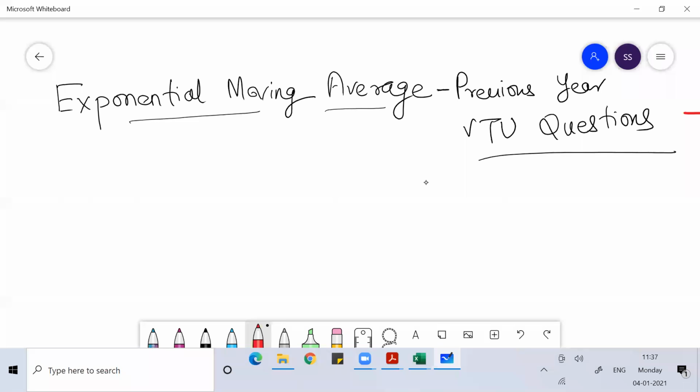Good morning, everyone. Welcome to the class where we are discussing the previous year VTU questions. And in this class, we are going to do the numericals for the topic called exponential moving average.